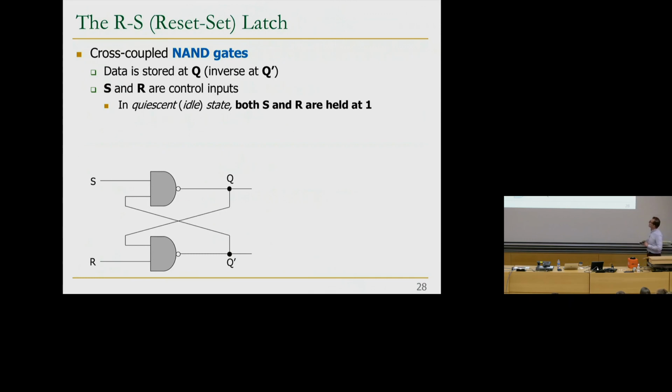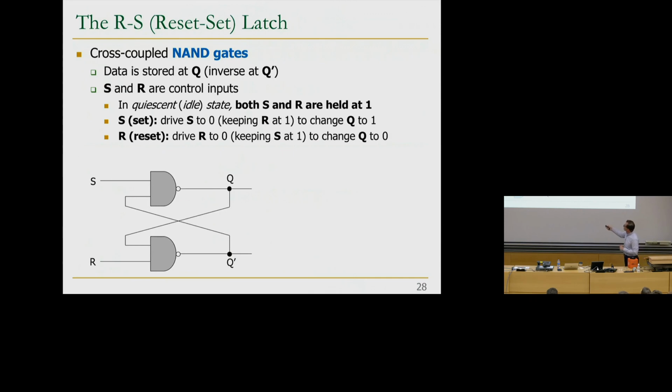Makes sense. Now, if you want to set Q to 1, you drive S to 0 and keep R at 1. That's very important. Don't change both at the same time. Set this to 0, and this is 1. If you set this to 0, this becomes 1, and this becomes 0, and then you've captured the value 1. Now, if you want to reset this value to 0, you drive R to 0. This one becomes 0, and you make sure this is 1. Both of these are 1, which means that this is 0, right? So that's how you set and reset.